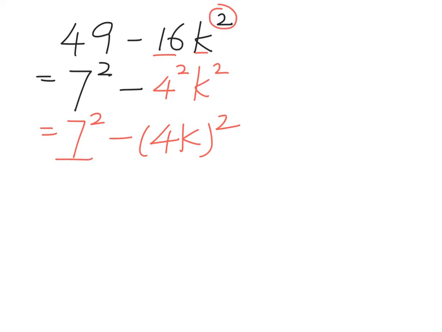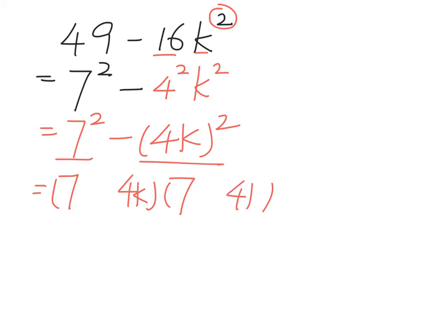Well, now it becomes square minus square again. That means it is an a squared minus b squared format. And from the identity, we know that this square minus square can break down into the product of two factors. One is 7, one is 4k, and one plus, one minus. As a result, it can be broken down to 7 plus 4k times 7 minus 4k.